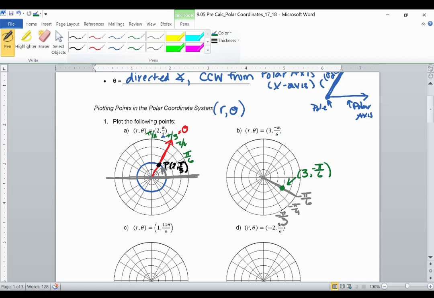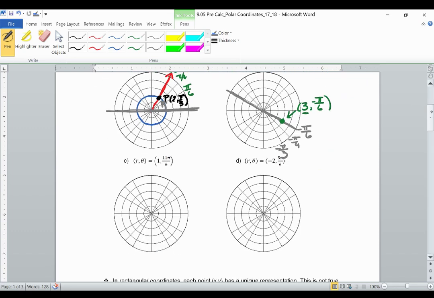Now with negative pi over 6, if you negate the first number, it just means you go 180 degrees the other direction. So you would be on this side 3 rings out. So it actually changes the angle. So there's a lot of different ways we can write the same point, and we'll talk about that in just a couple minutes. Let's do another one. Actually, good idea to pause the video here and try this one on your own.